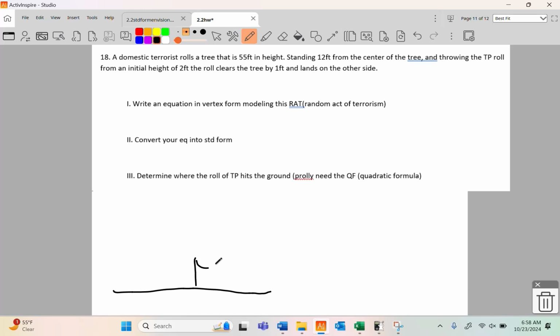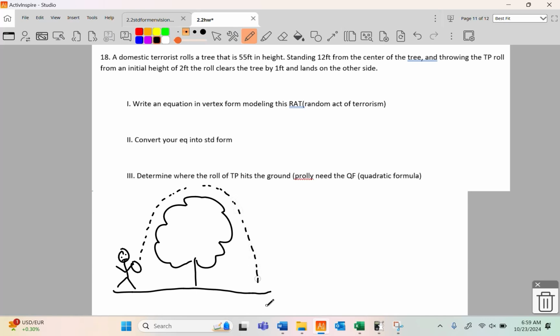So we have a tree. There's my tree. We got our little domestic terrorist here. He's angry about something. There's his roll of toilet paper. He's apparently going to underhand this thing. It's going to go over the tree and land on the other side.